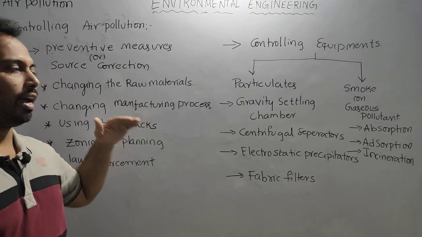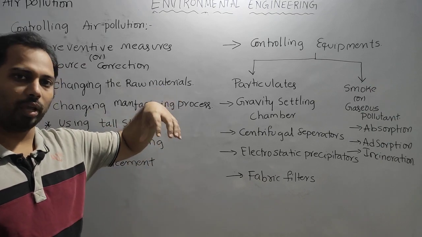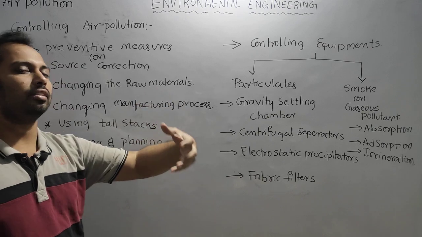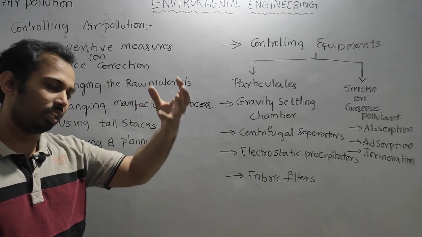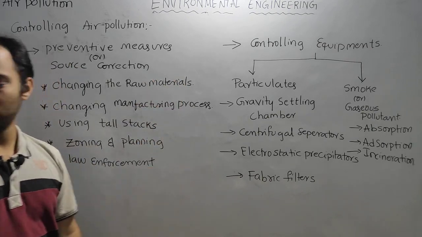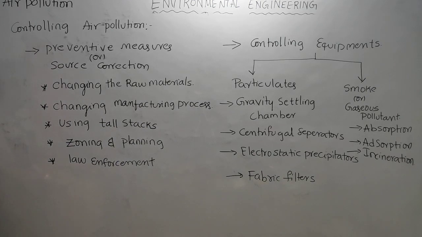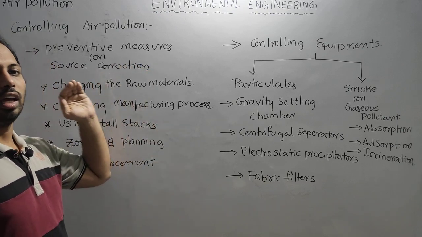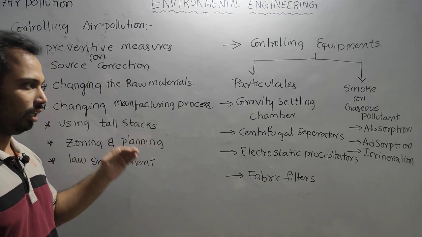Similarly, in the gravity settling chamber there is a spray which sprays water, which increases the weight of the particulate matter so that it comes down and is collected at the bottom of the tank. Generally it works on the principle of Stokes law, so the same Stokes law formula can be used here to find the diameter of removal in the gravity settling chamber.